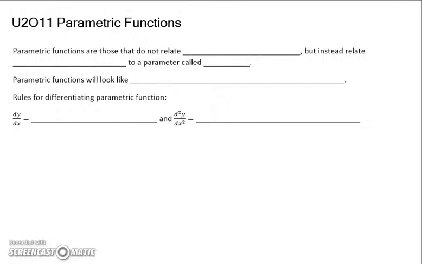Alright, in this video we're going to talk about Unit 2, Objective 11, parametric functions. So you should have watched the short video on parametric functions, what they are. But as a quick reminder, parametric functions are those that do not relate x directly to y, but instead they're going to relate x and y to a parameter called t.